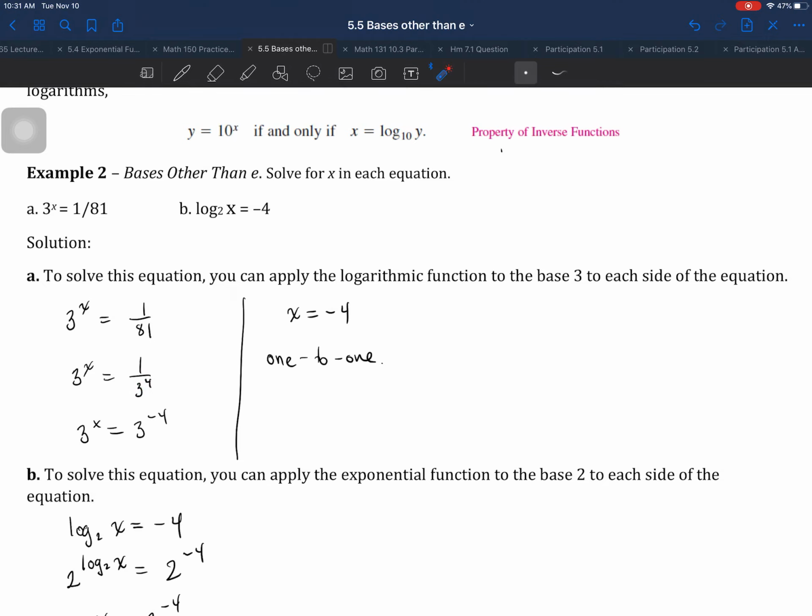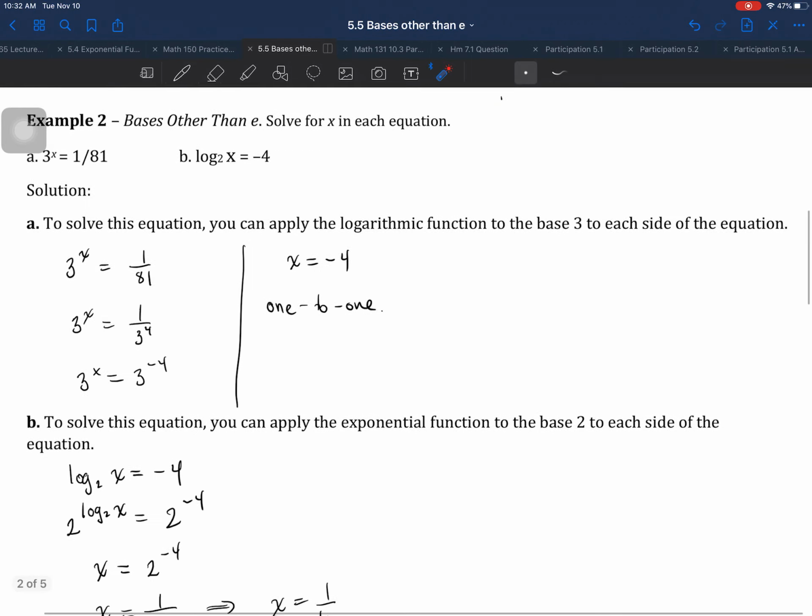That way, at some point I want to make sure that those two are equal to each other or look the same. And then I move this to the top. When I move that to the top, the sign of the exponent changed. So now we compare the bases, and therefore the exponents must be the same. So x equals -4. This is done by the one-to-one property.